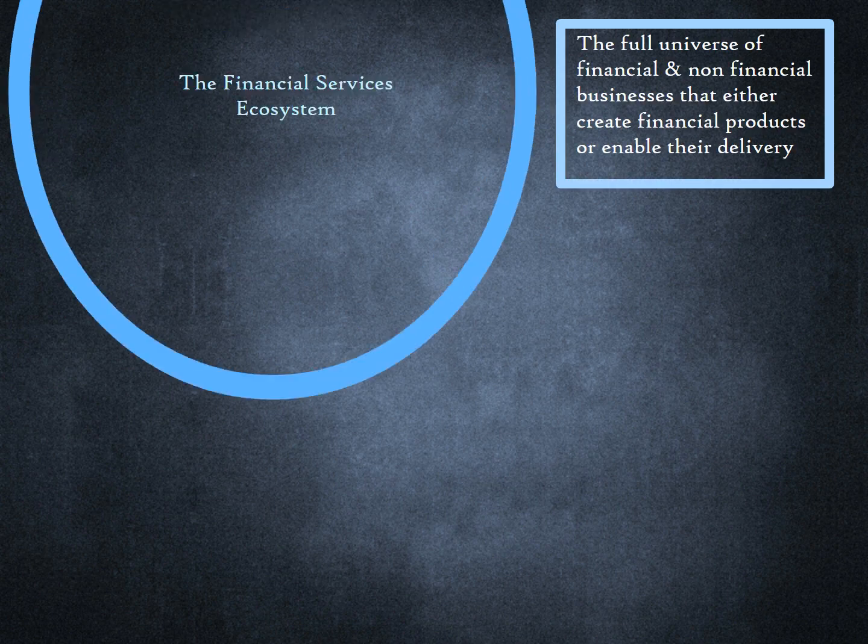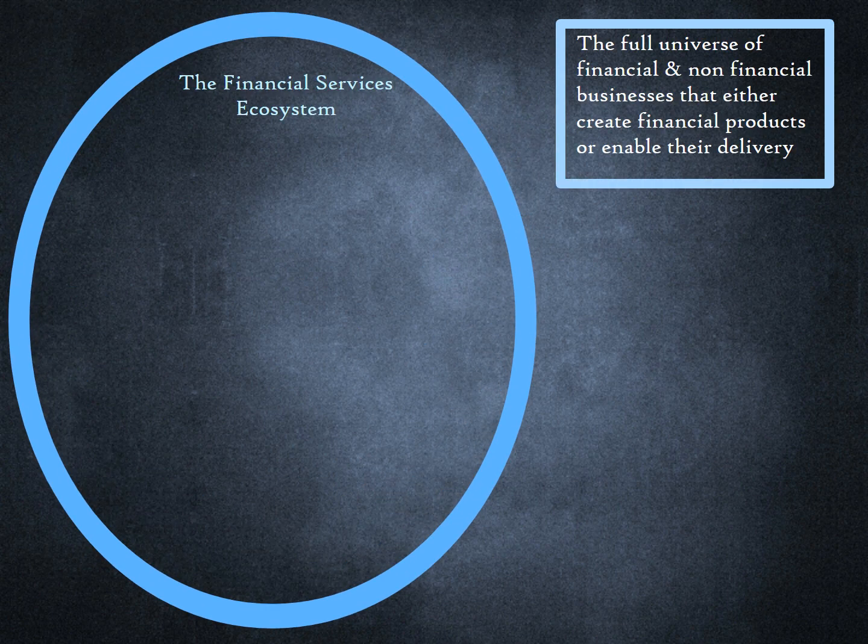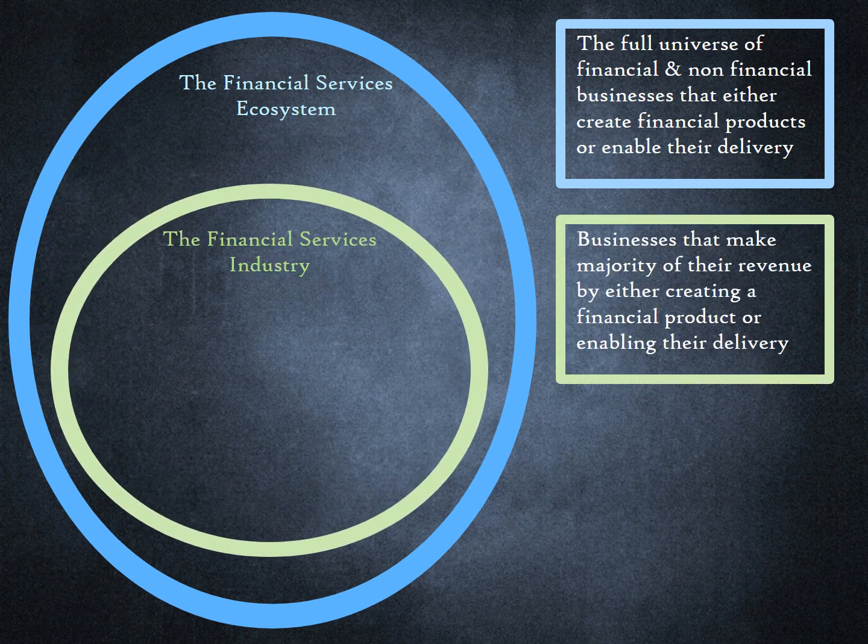We can now revisit the concentric circles that we reviewed in the previous lesson. At the outer edge is what we will call the financial services ecosystem that consists of businesses that engage in Type 1 or Type 2 activity. This outermost circle consists of both non-financial businesses and financial businesses. The next circle is what we will call the financial services industry. It is this circle which was our focus of study in Lesson 1. This consists of businesses who earn majority of their revenues from engaging in Type 1 or Type 2 activity.